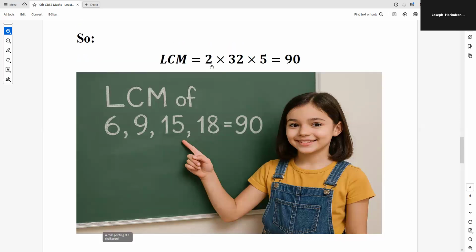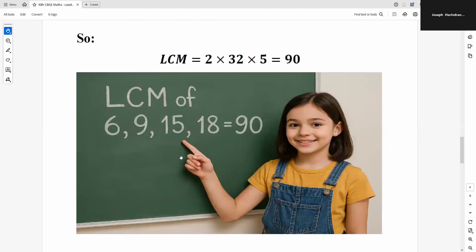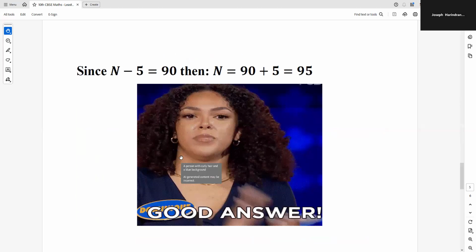So LCM is equal to 2 into 3 squared into 5, which is equal to 90. Sorry, it's not 3 into 2. It should be 3 squared over here. Sorry, there's a mistake there. 3 squared, because we got it as 3 squared. So we find the LCM as 90.